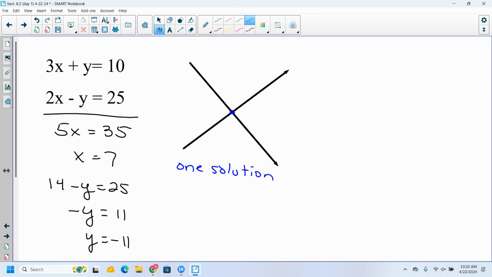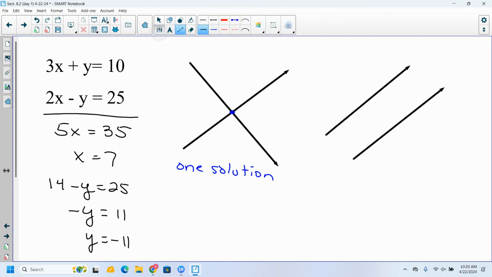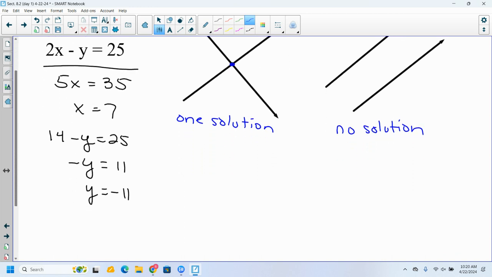How can I get no solution? Lines are parallel. And so when you get parallel lines, you get no solution. And Matt, you know the third case? On top of each other. Yep, they're called coinciding. And then how many solutions do we get for that? Yep, we get infinite solutions.